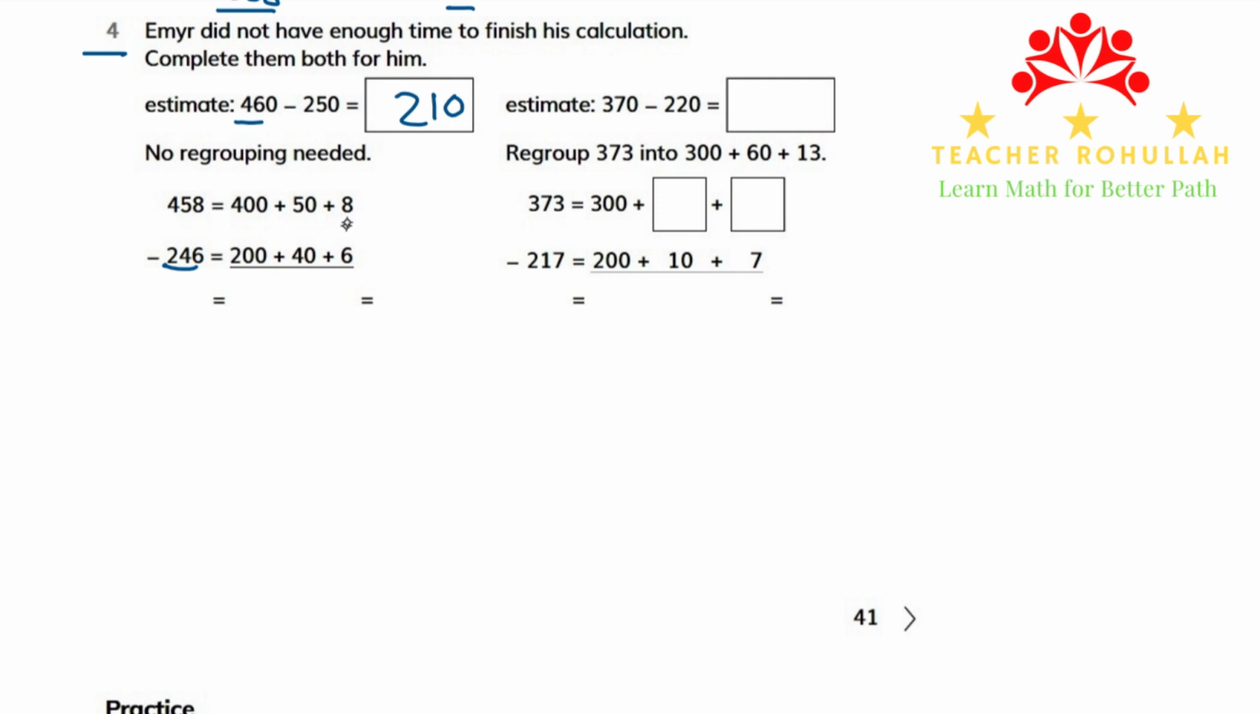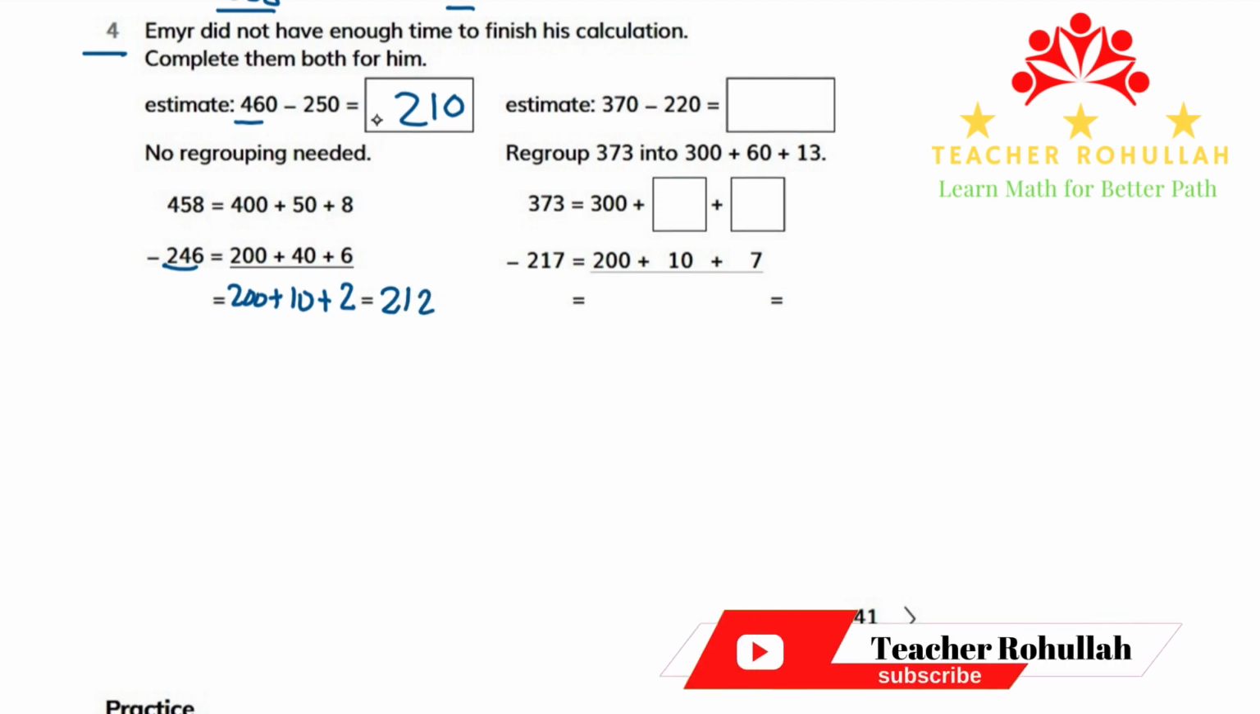Now we subtract ones from ones, tens from tens, and hundreds from hundreds. So 8 minus 6 is 2. Again, we give the plus sign. 50 minus 40 is 10. We should not forget the plus sign. 400 minus 200 is 200. Now 200 plus 10 is 210 and plus 2 it will be 212, which is very close to the estimated answer.